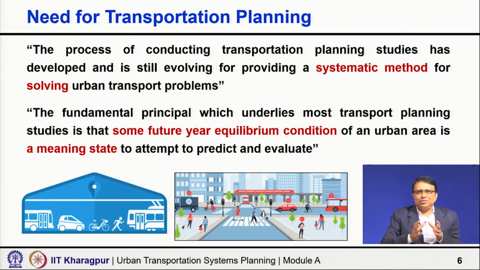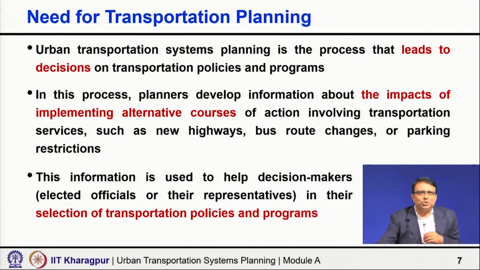So, that is what we say, that it is really useful if I could predict the future year state, and that too under different scenarios. And as I said, if we can do that, then we can also say that urban transportation planning is the process that leads to the decision on transport policies and programs, what program we should take, what policies we should take, so that our urban transportation system and externalities remain within permissible limit and within control.